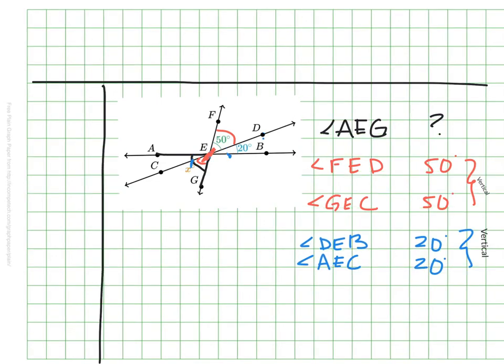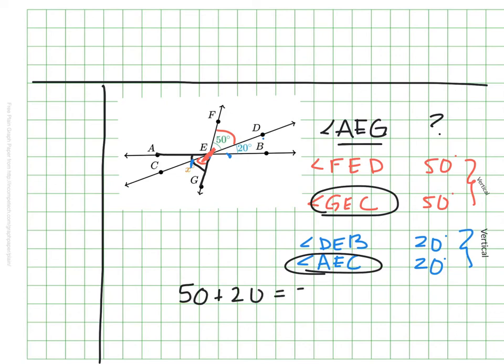And amazingly, that actually gives us everything we need to know because AGE is the combination of GEC and AEC. So if we add those together, 50 plus 20, then we know right away that the angle we're looking for is 70.